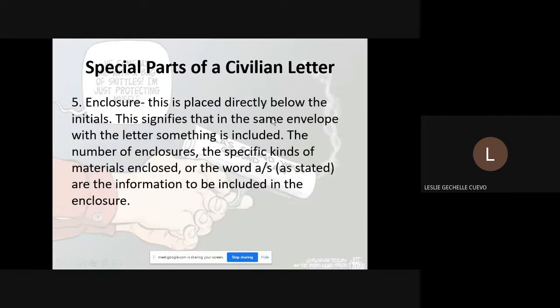Okay. And then we have enclosure. This is placed directly below the initials. This signifies that in the same envelope with the letter, something is included, yung mga attachments na to. So the number of enclosures, the specific kinds of materials enclosed, or the word enclosure are the information to be included in the enclosure.